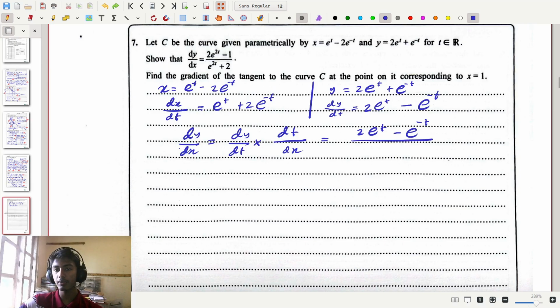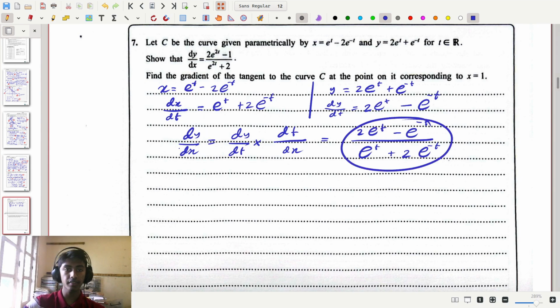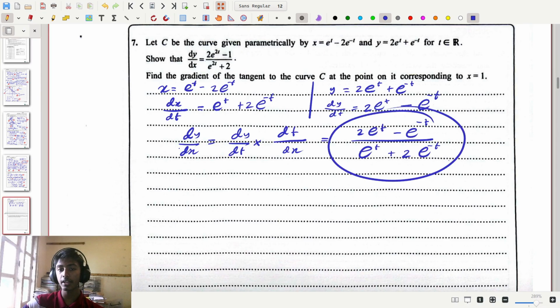So we'll divide by e to the power of t plus 2 times e to the power of minus t. Now you'll note, while this is dy by dx, this expression that we have here does not exactly match this expression here. And the reason for that is that this expression here has the top and bottom multiplied by e to the power of t.